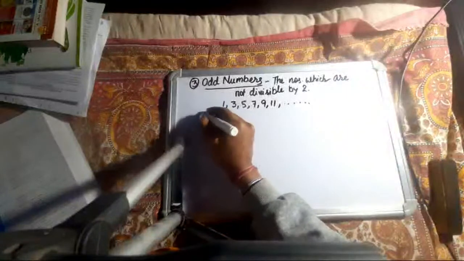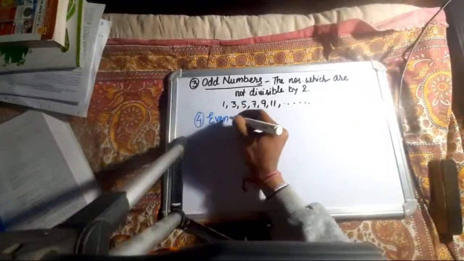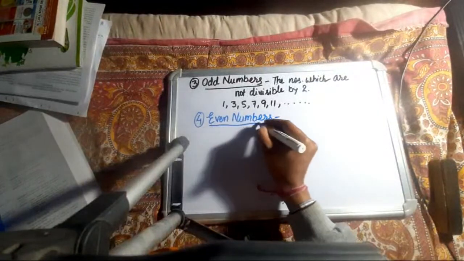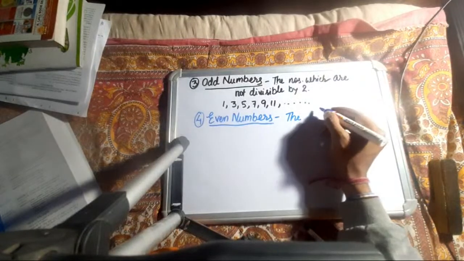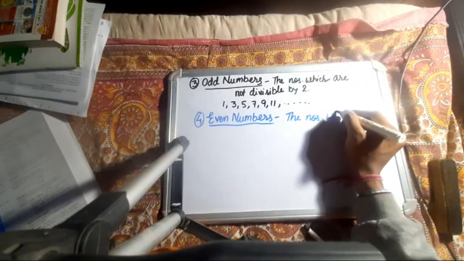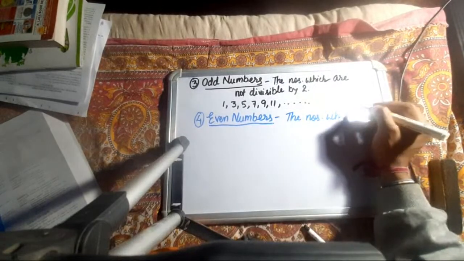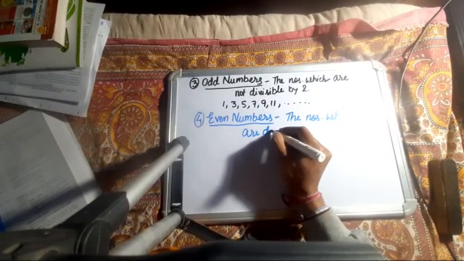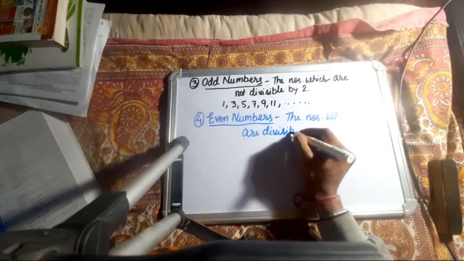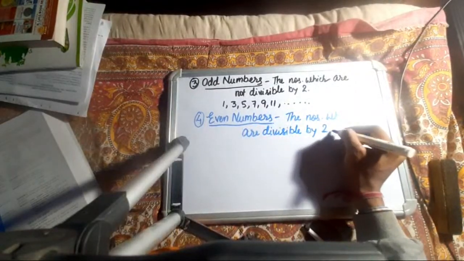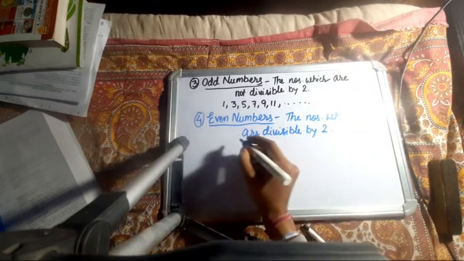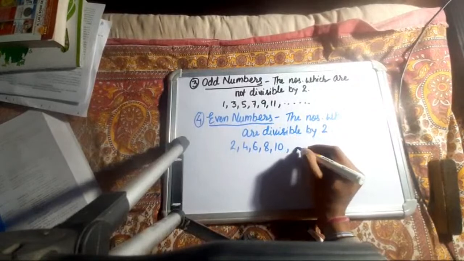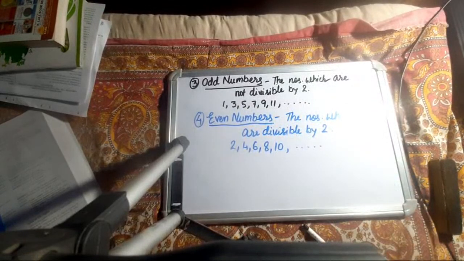Next, coming on to the next one, that is even numbers. The numbers which are divisible by 2 are called even numbers, like 2, 4, 6, 8, 10, and so on. These are known as even numbers.